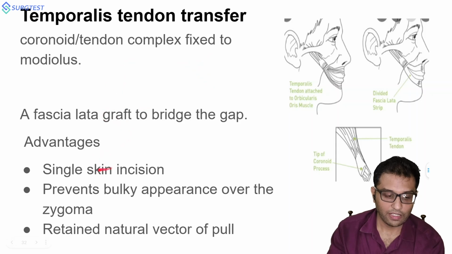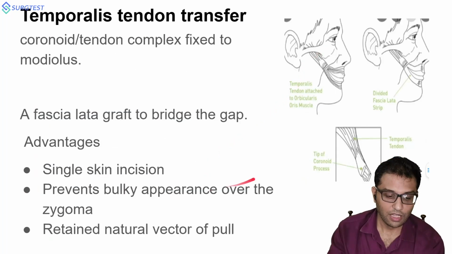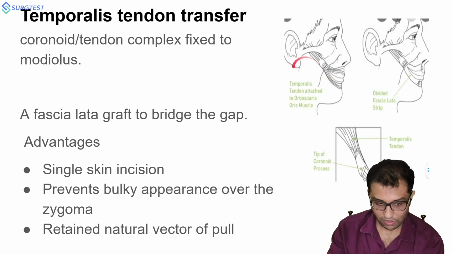The advantage is that it is a single skin incision. It prevents bulkiness of the temporalis muscle. In previous situations when we were taking the temporalis muscle, bulkiness can be present over the zygoma, which is not present in this. And also, the natural vector of pull is present, like in temporalis muscle transfer. In temporalis tendon transfer also, the natural vector of pull is available.